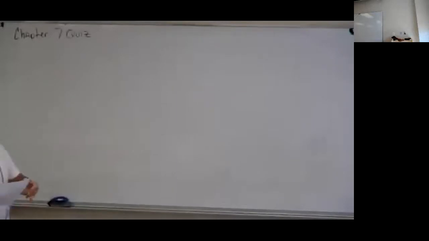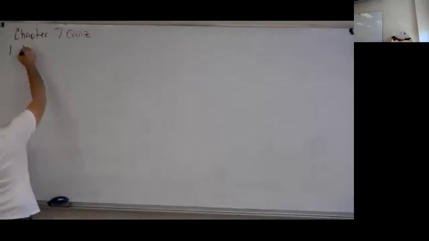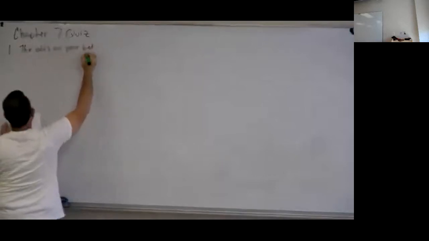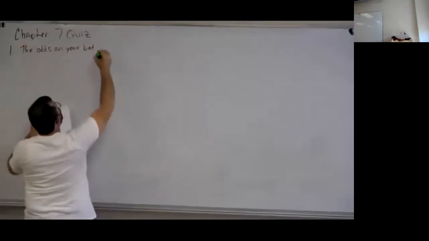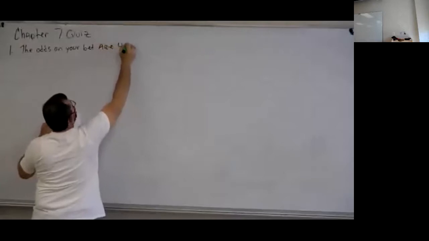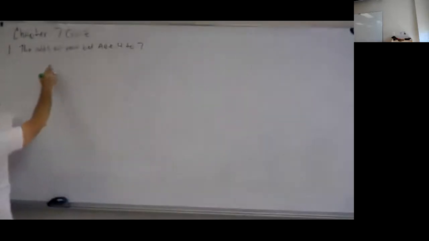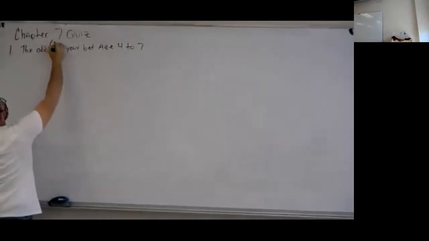All right, so chapter 7 quiz, the first question. And it should be really close to y'all's questions. They might change a number up or two, okay? So the odds on your bet are 4 to 7. Remember, the odds, that means against you.